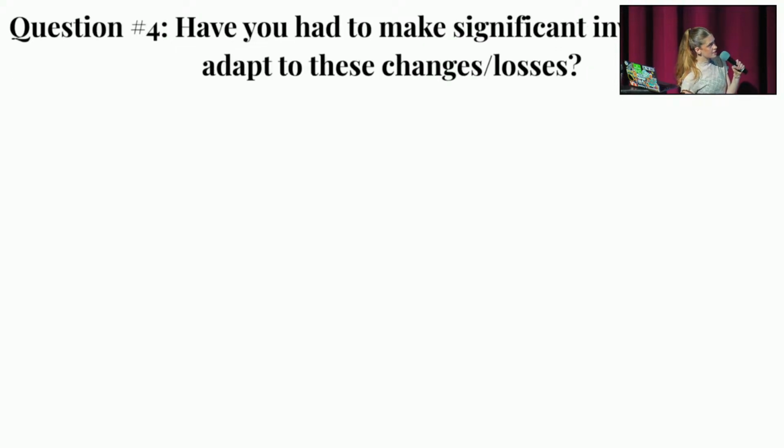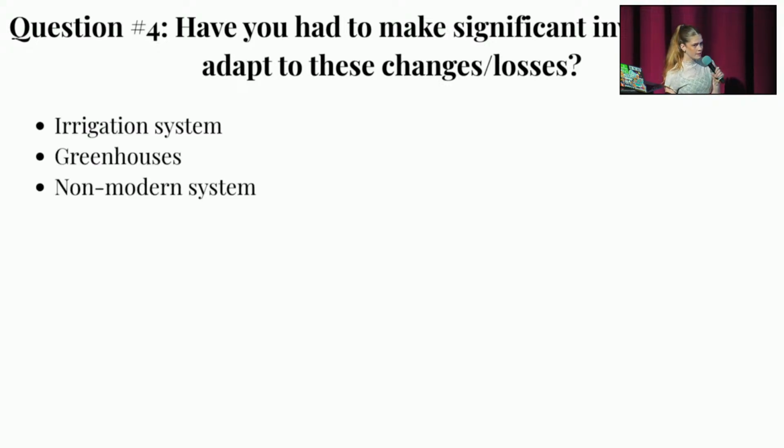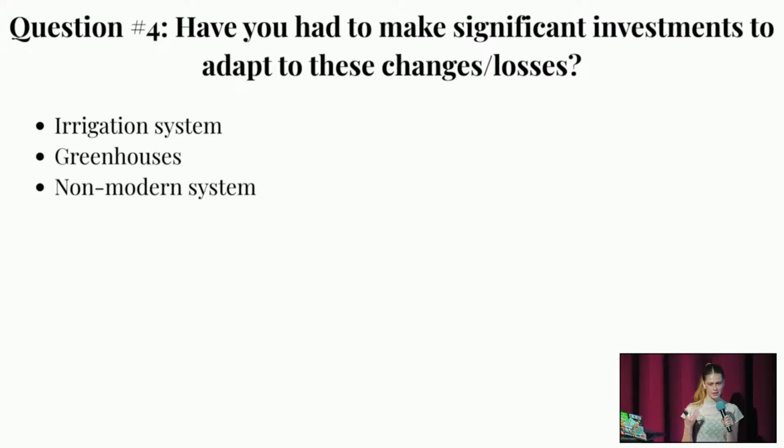Then I decided to ask about investments that were made to adapt to these changes. There weren't many. A lot of these farms are non-modern systems, as I have put up there. So they do require extra labor, funds, and time to be managed, but there's not a lot of new infrastructure or machinery being used. One farm did mention that they bulked their irrigation system, meaning adding more piping, increasing the pipes that they have, and then they got more greenhouses.